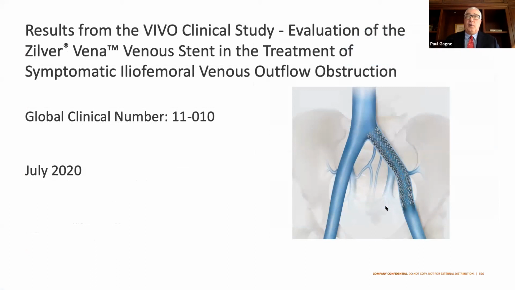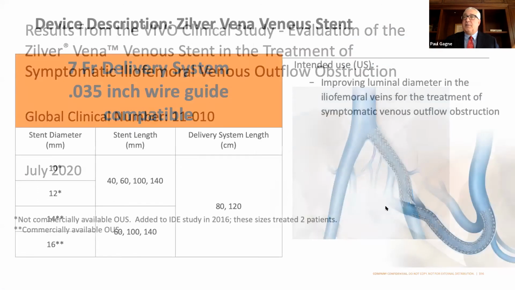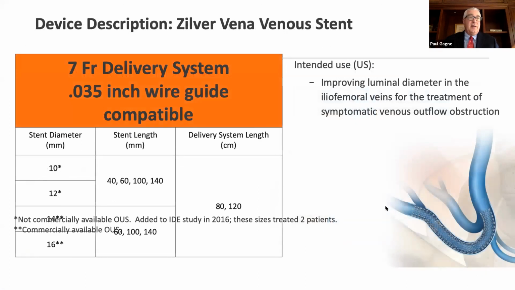Finally, the VIVO clinical study. This was Cook's Zilver Vena venous stent. It was actually the first of the venous stent trials to start, and they received FDA approval for their stent in July of this past year. These stents are available at 14 and 16 millimeters in diameter.